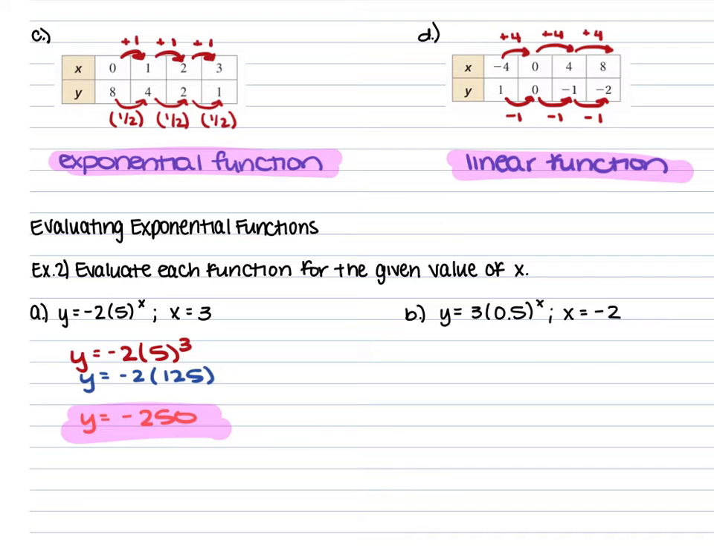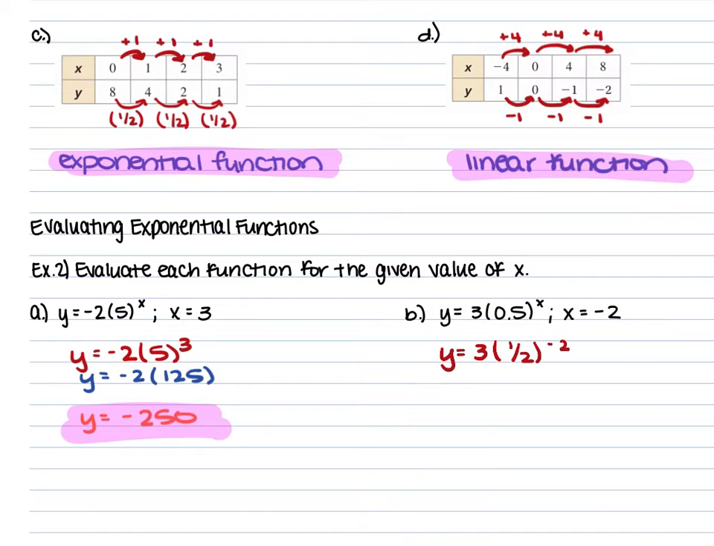For b, we have y is equal to 3 times 0.5 to the power of x, where x is negative 2. I'm going to rewrite this with that negative 2 for x, and I'm going to turn that 0.5 into a fraction because my x value is a negative, which means I'm going to have to simplify that exponent before I simplify the expression. So if I plug this in, I'm going to have y is equal to 3 times 1/2 to the power of negative 2.